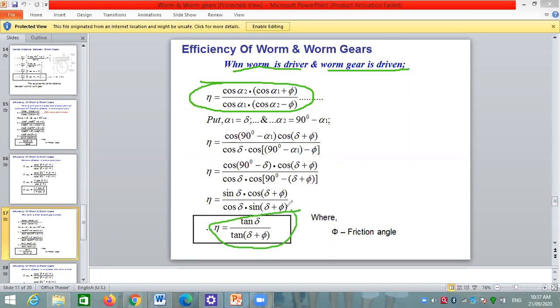Okay, and if we solve it, we will get efficiency when the worm is driver equal to tan of delta divided by tan of delta plus phi. This is the formula for efficiency of the worm and worm wheel when the worm is driver.